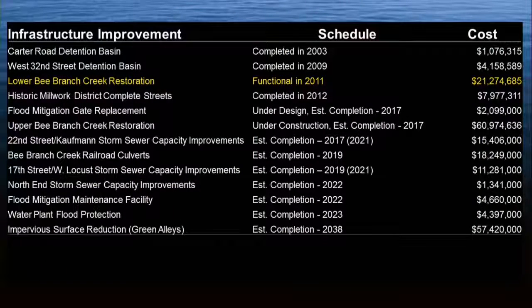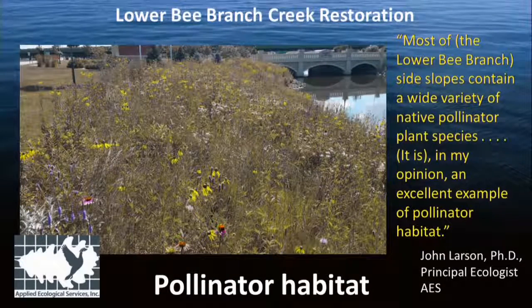The Lower Bee Branch has been functional in terms of flood mitigation since 2011, but there are other things that we need to do with it. One of those is, again, maintaining the plantings that we have. We also assessed that this spring as far as how the plantings are coming along, and Applied Ecological Services did an assessment and basically concluded that it's an excellent example of a pollinator habitat in the city of Dubuque. So they were glowing about this, saying this is what people want when they set about trying to grow prairie wetland grasses.